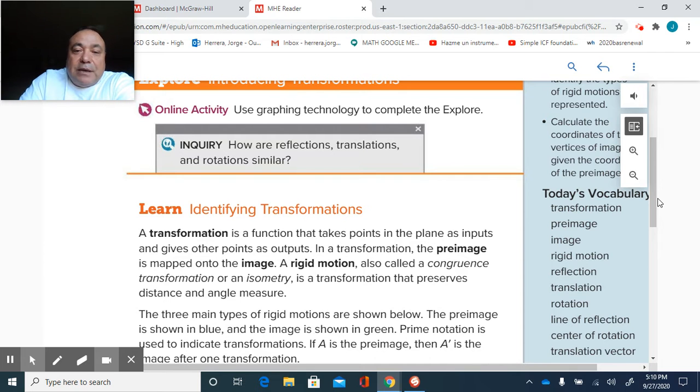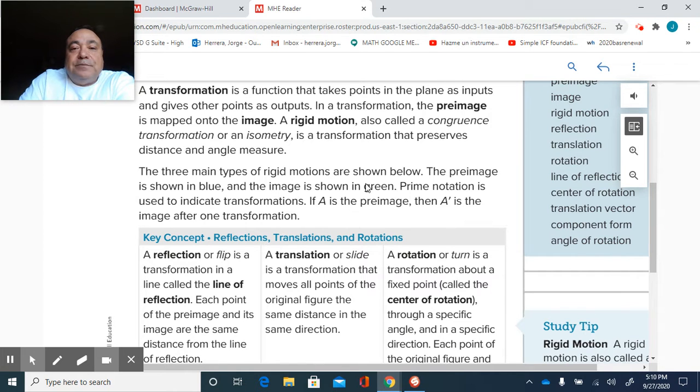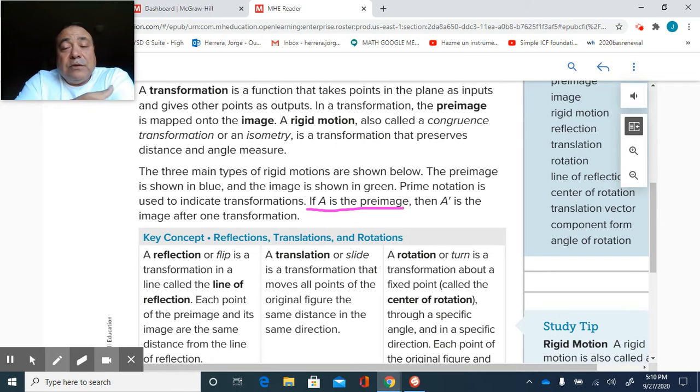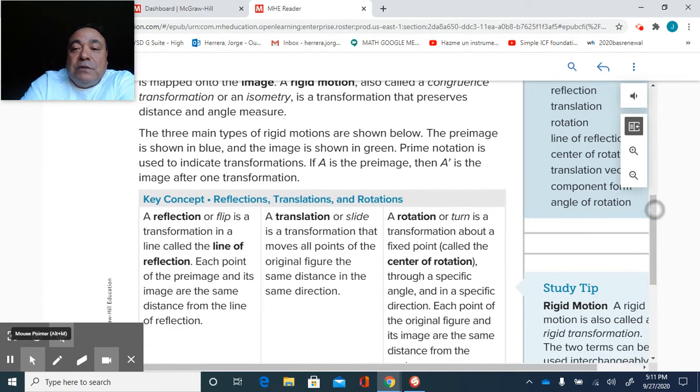There are three types of rigid transformations that we're going to talk about. First of all, we need to understand the idea of a pre-image. The pre-image is the one that we're looking from. Then after you move or transform it, it is called A prime, the image after transformation. So if A is the pre-image, A prime will become the image. Now, let's see what types of rigid motions we have.